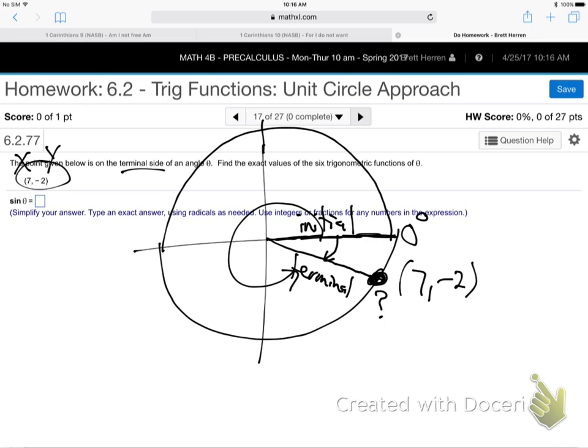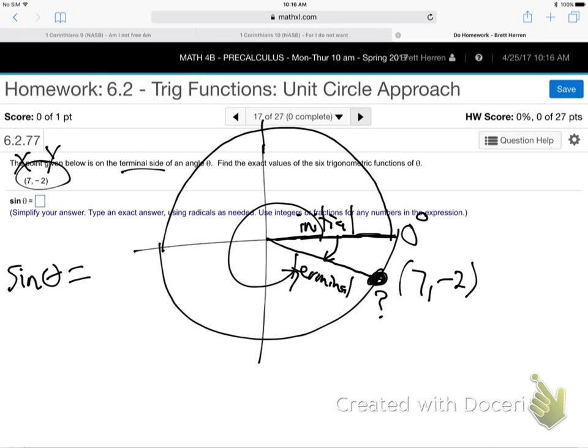I don't know exactly where that is. I just know it's somewhere in the lower right. So I just kind of put a dot in the lower right. All I know is it's right and down, right? Positive and negative. So how am I supposed to find the trig functions there? Like, what's the sine of that angle theta, whatever it may be?